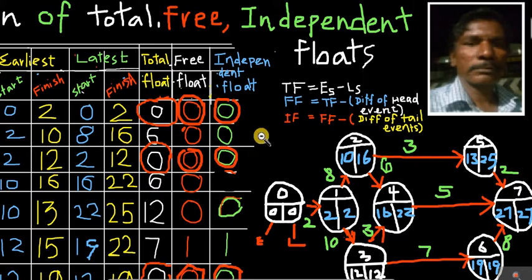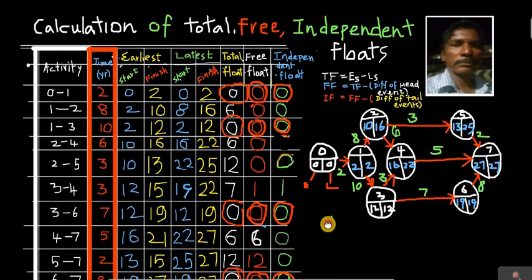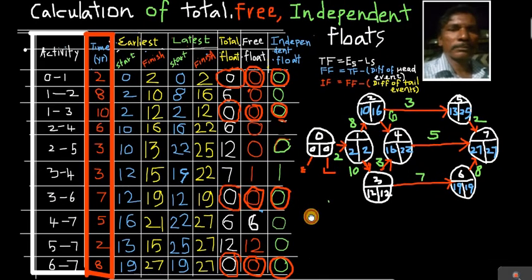Now let us minimize and check whether the calculations are correct or not. As you look at it here, start and start will give you the total float for the first activity. I can take this one, that would be better.